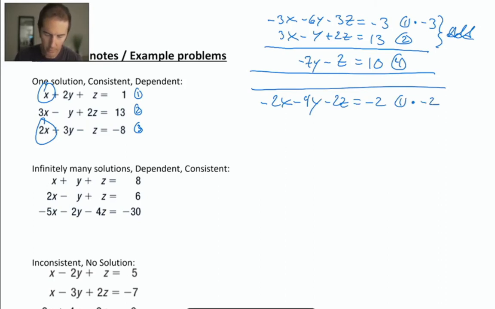Below that, I'm going to write equation 3. That's 3x's and a positive 3y and a minus z equals negative 8. That's equation 3. And then we'll add those.